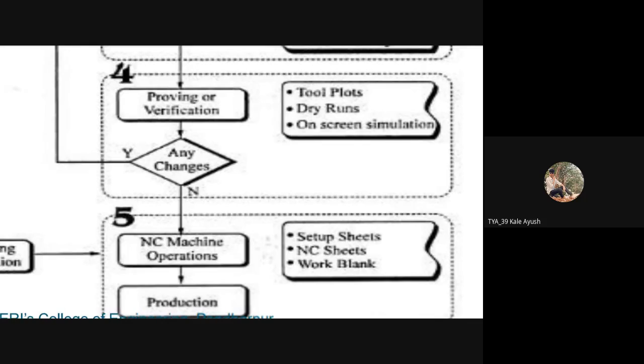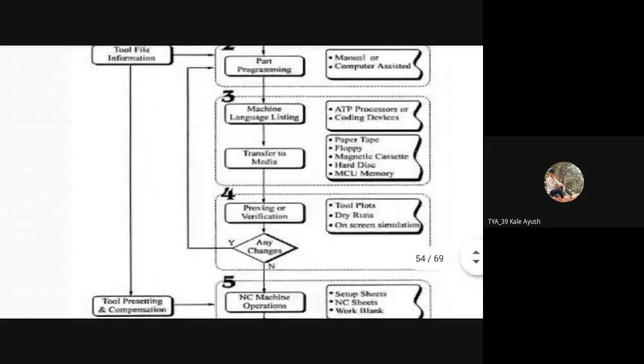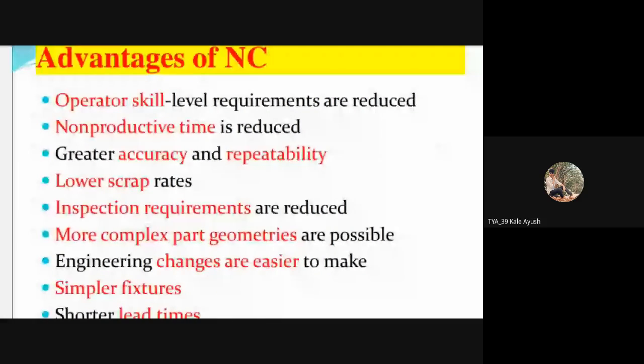As compared to our manufacturing process, advantages of the numerical control system: overall skill level requirements are reduced. Definitely, this is numerical control, so some automation is also available, because whatever program we have provided, that program will be followed by the machine. For that purpose, the operator skill level requirements are reduced.